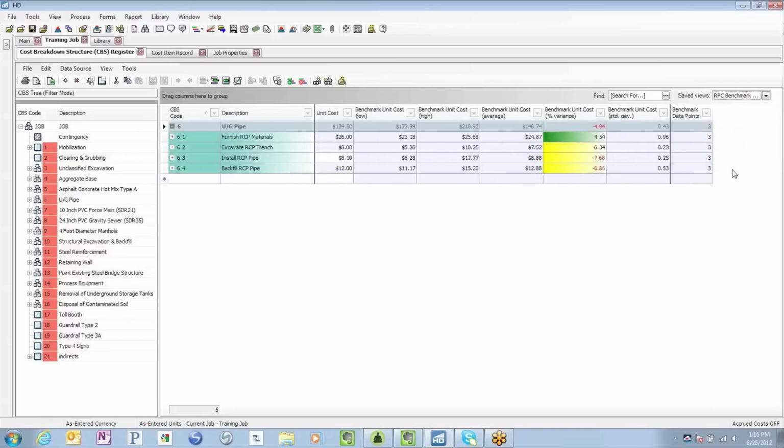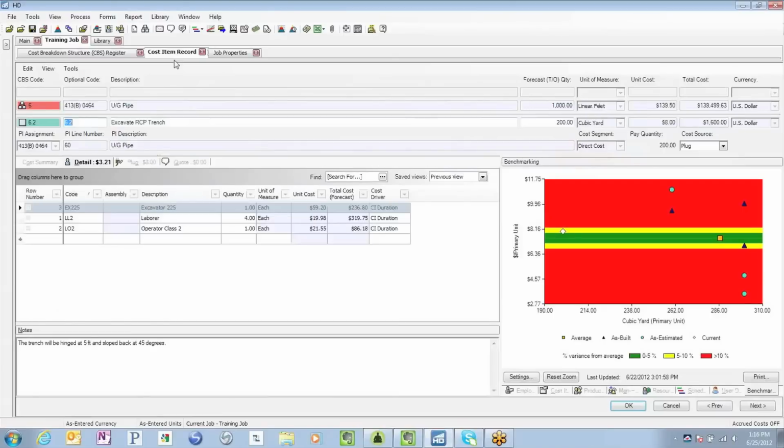Each of these views include the high, low, and average benchmarking values, as well as the variance and standard deviation. There are additional benchmarking columns that can be utilized and turned on in user-defined views in the CBS register. At a more detailed level, accessing this excavation cost item, a user can review the data points in graphical format.